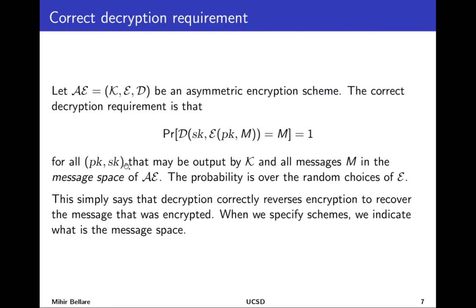Take any key pair that may have been generated by key generation. This means that these objects obey whatever mathematical relationship this algorithm puts. Now encrypt some message under the public key, get a ciphertext, and now decrypt that under the associated secret key, and you're required to get back the message. The probability being 1 is reflective of the fact that E may be a randomized algorithm, so it just says no matter what random choices E makes, this is always going to be true.